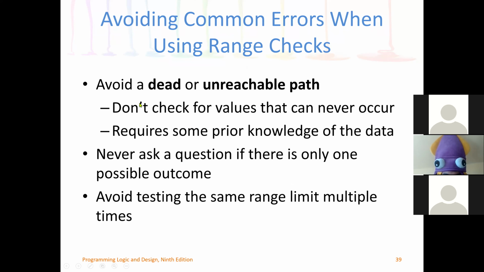Now, they say we should always avoid a dead or unreachable path. This means I may have some conditions, actually nested conditions, that due to the way you write them, you can never reach to check. And we should always try to avoid it. Never ask a question if there's only one possible outcome. If I have only one answer, then there's no need to ask the question because the answer is only one. And also avoid testing the same range limit multiple times. I don't want to test the same interval more than once.